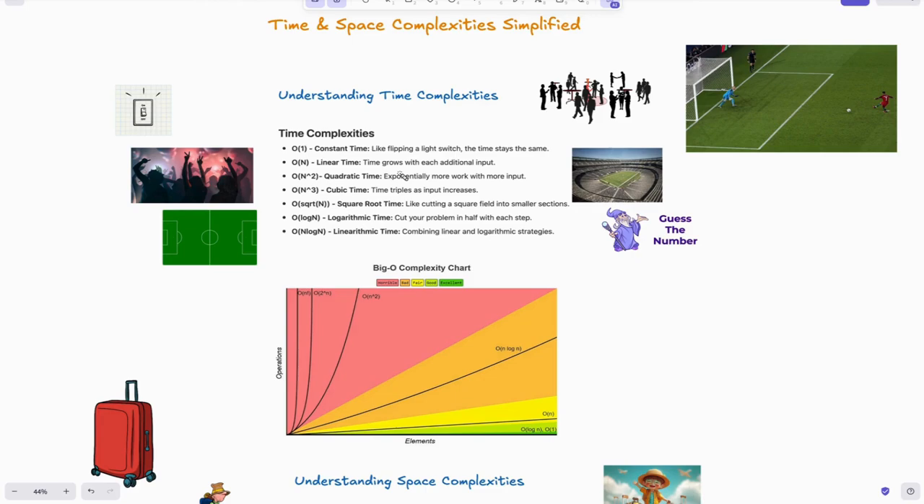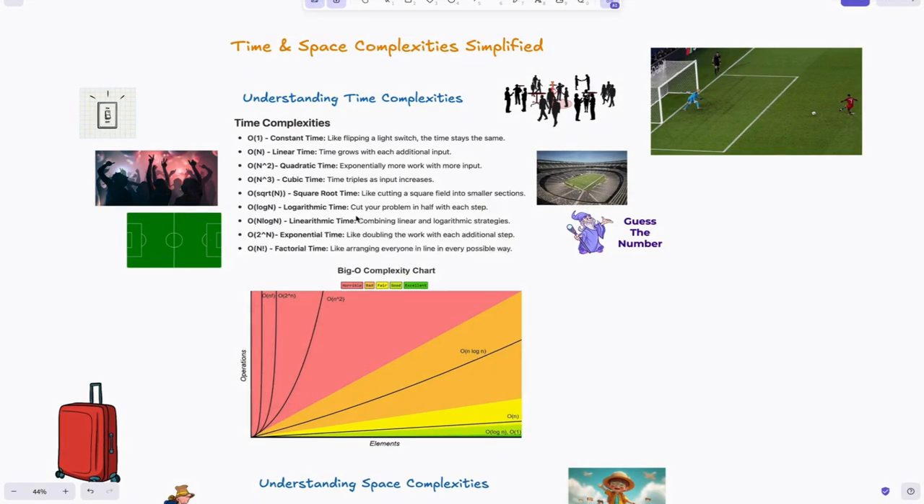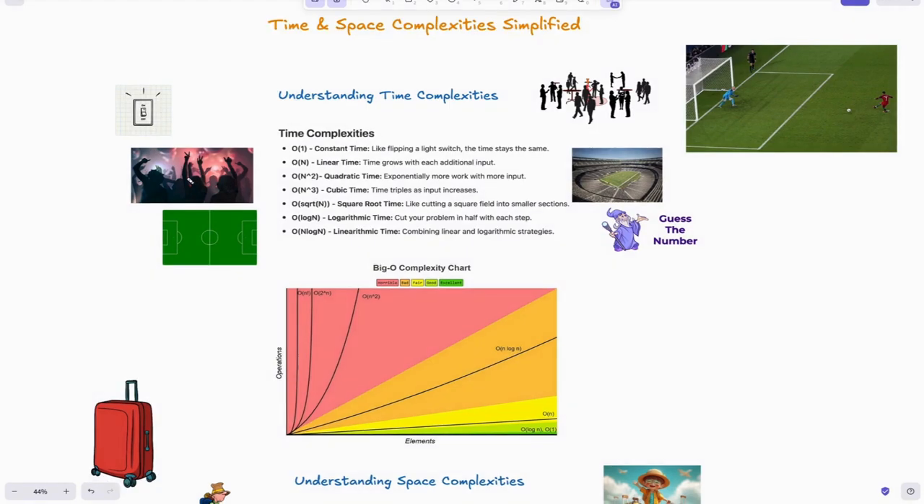And the next is quadratic time complexity. Imagine you're at a party and everyone has to talk to everyone else. As more people join, the number of conversations grows really fast. This is O(n²) time complexity, where the more people or input you have, the work increases much quicker because everyone is interacting with everyone. So let's say we are using two nested for loops, then it is O(n²) time complexity. And it's not just about two nested for loops, you can use a while loop within a for loop within a while loop, just like that.